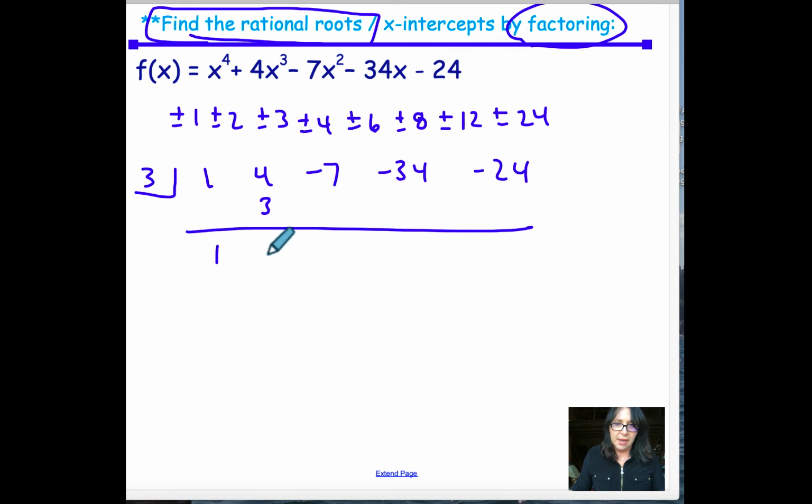So 3, add down 7, 21, I get 14. 14 times 3 is going to be 2, 1, what is that? 42. Let's see here. All right, give me 1 second. I want to do something.